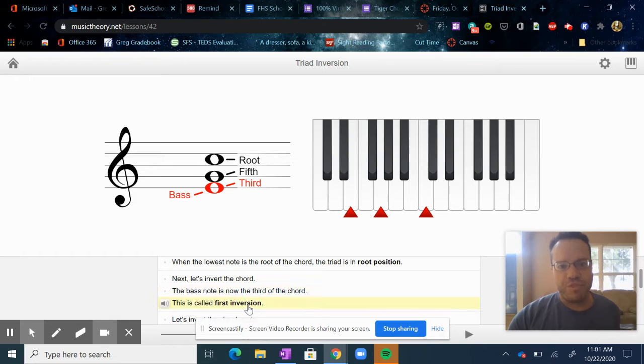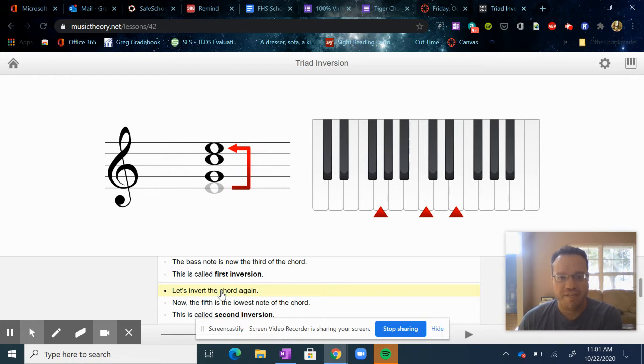We would represent that with a 6, because there is a sixth between E and C. We still call it a C chord because the root is still C. C, E, G are the three notes, but now we call it a C6 chord, in this case a C major 6, because the root is the 6th above the bass, meaning the bass is the third of the chord. When we invert a third, it becomes a 6th. C to E was a third, and then we flipped it over, and now it's a 6th. So we call that first inversion: C major 6, or C major triad in first inversion.